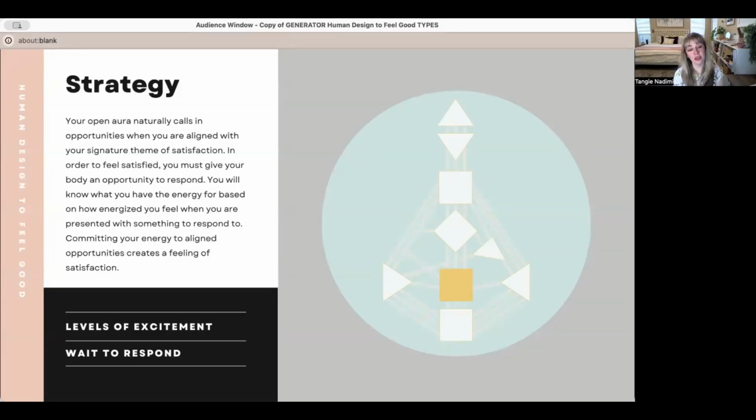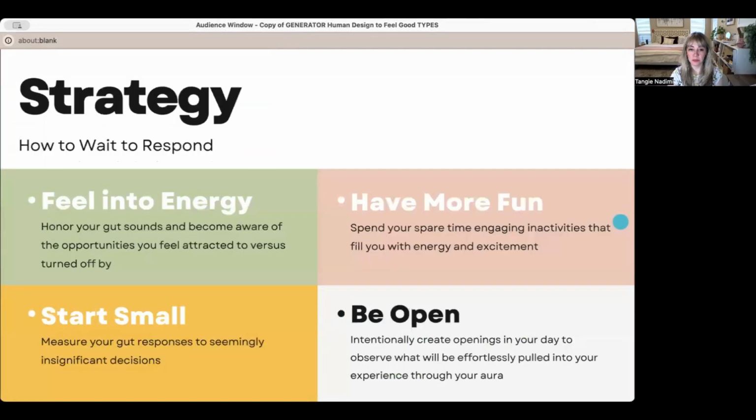Committing that energy to aligned opportunities creates that feeling of satisfaction. And again, the opposite of satisfaction for a generator is frustration. So we're looking for levels of excitement and enthusiasm, energy, pleasure. And in order to do that, we have to pull back our energy and wait to respond.